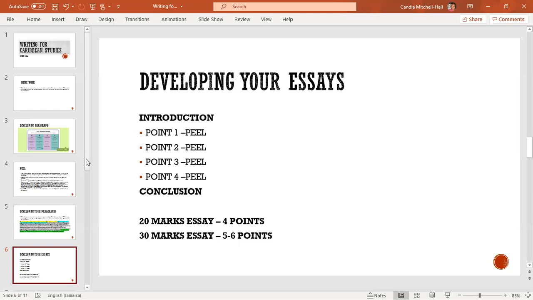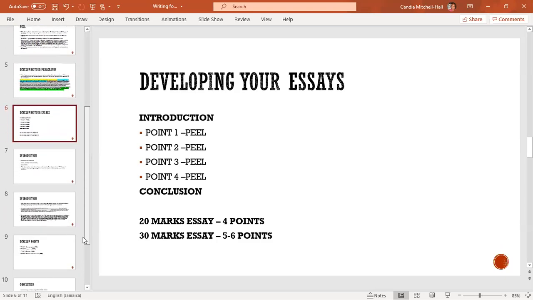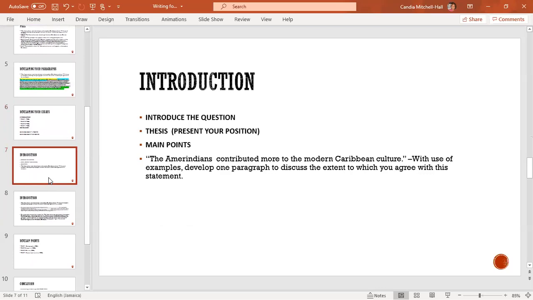Now, your next thing that I want to show you is the introduction. How do we go about writing our introduction? When you are doing your introduction, there are three main things you need in your introduction. You need to introduce the question, so that is one. The next point is your thesis statement, or you present your position on the issue, whether you agree or you disagree, what you intend to do. The next point is that the points that you're going to develop in the body of your essay, you need to mention in your introduction.